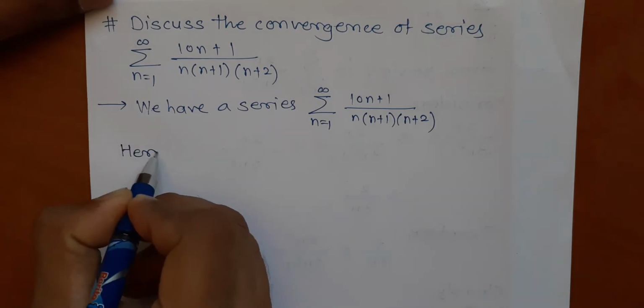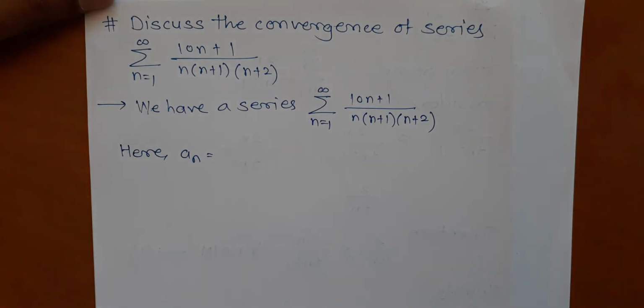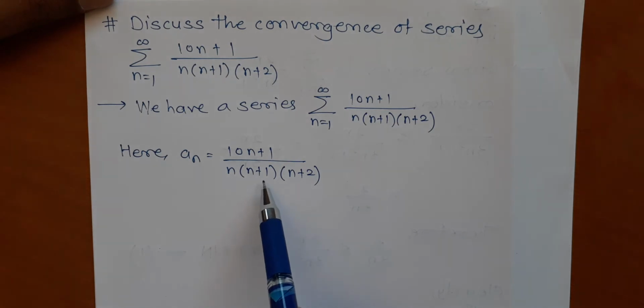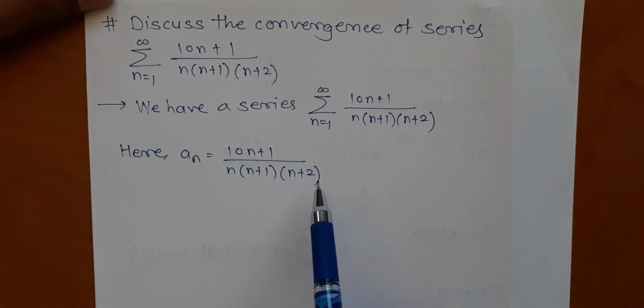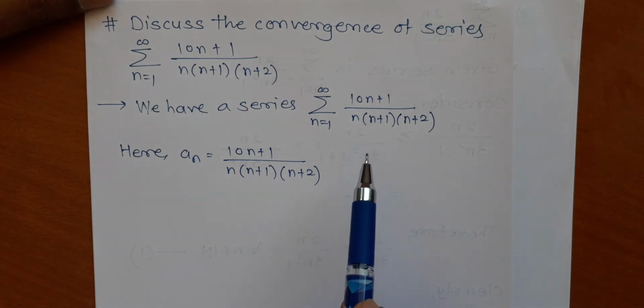a_n means whatever we have inside the summation, that is our a_n. So therefore our a_n is (10n + 1) / ((n + 1)(n + 2)). To discuss the convergence of this series, I am going to use the limit comparison test.